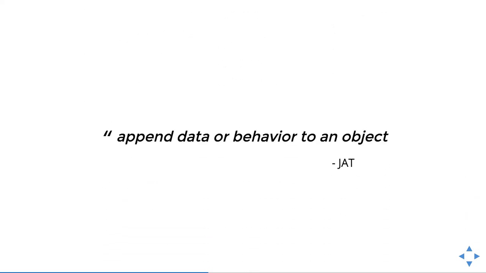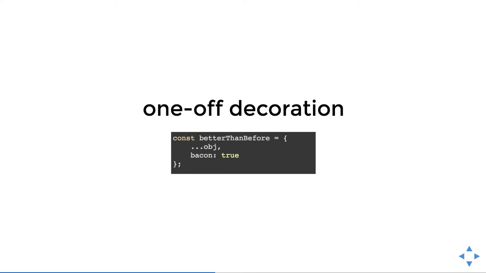So here's my translation of that, right? Jared Anderson translation. Append data or behavior to an object, right? So here's a one-off decoration. Taking any object and we're making it better. Or actually a specific object. In this case, whatever is assigned to obj. And we're making that particular object better. Baconizer. Yeah. Well, one-off. So not as good as the next slide, but right? Does that make sense? All right.